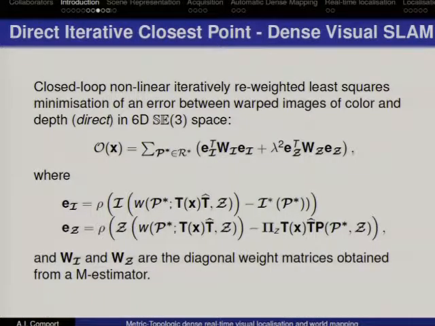So we minimize directly the raw intensities warped from the current image to the reference with the reference image, and also do the same with the depth image. We have a warping function for this depth image. And then we have this scale factor that allows us to take into account the relative uncertainty in the two sensors.